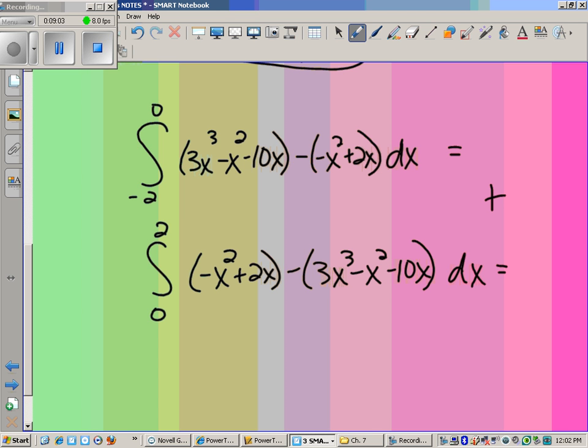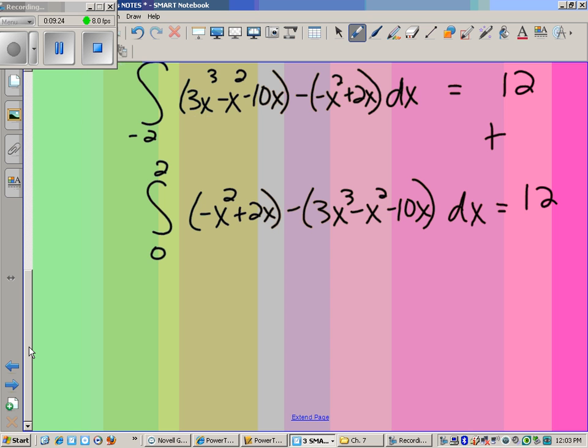Can we skip this integration? You can do it on your own. You can figure out what the area is of that first interval, and I think you get 12. You can find the area of the second interval, and you get 12. So what is the total area in between these two curves?